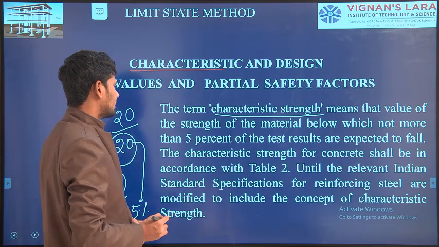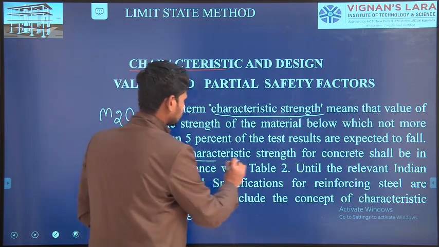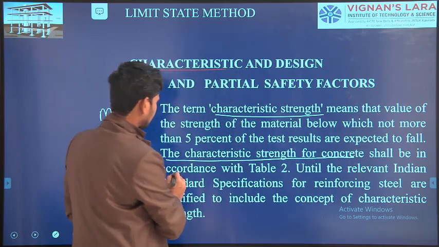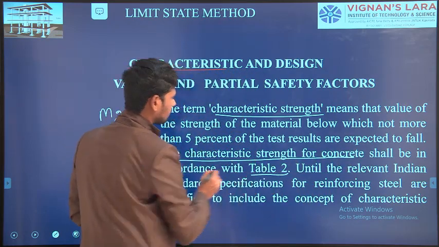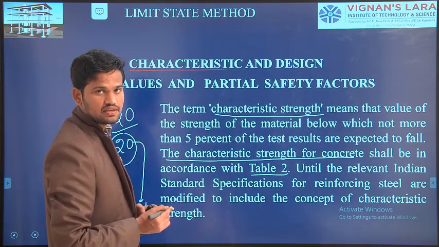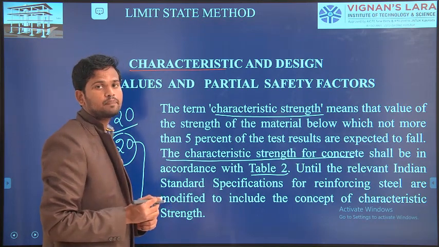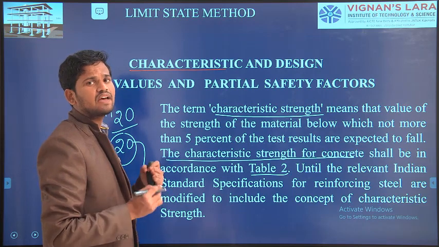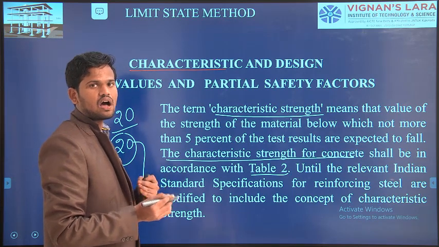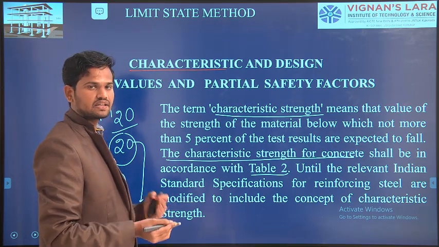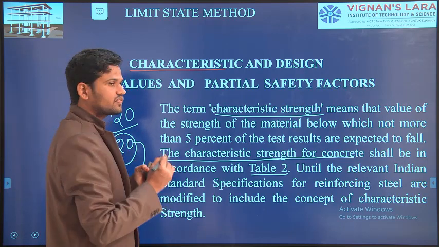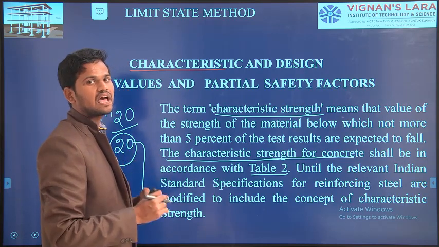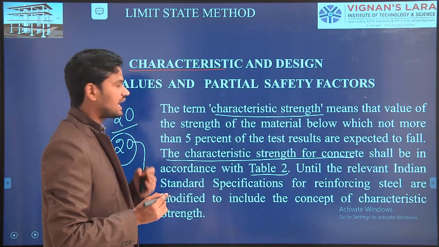If you observe here, the characteristic strength for concrete is according to Table 2 of IS 456 2000, Code of Practice for Plain and Reinforced Concrete. We have different types of grades of concrete: ordinary grade, standard grade and high strength grade. For different grades of concrete, we have different characteristic strengths.